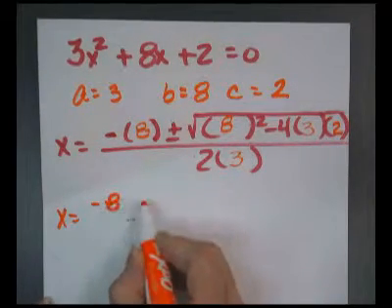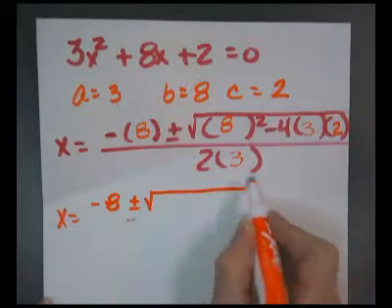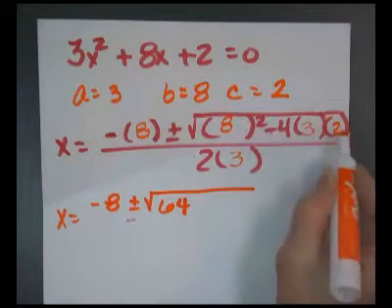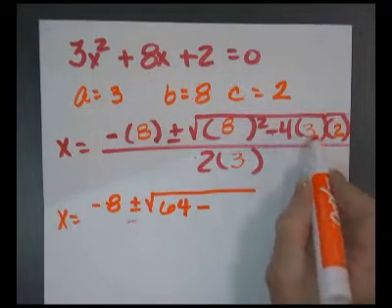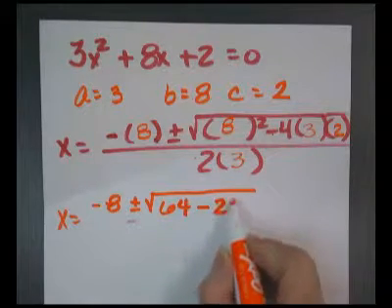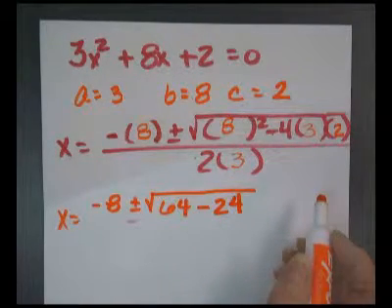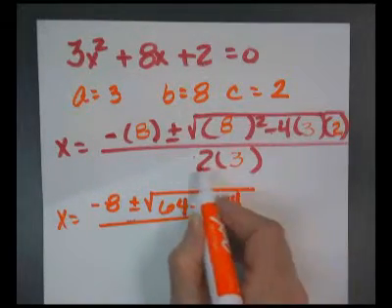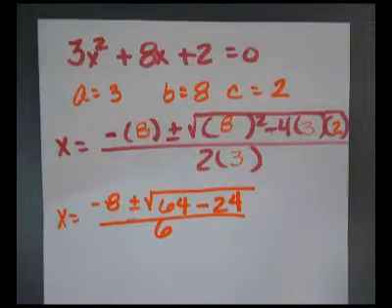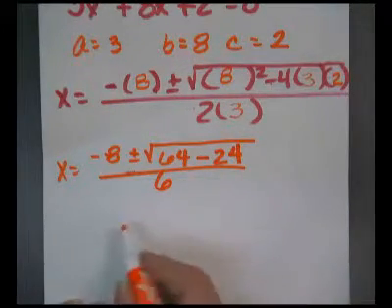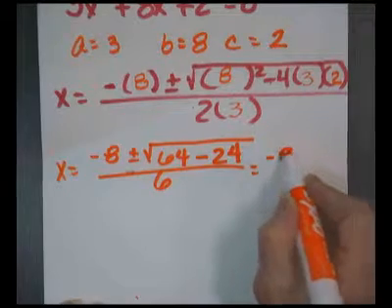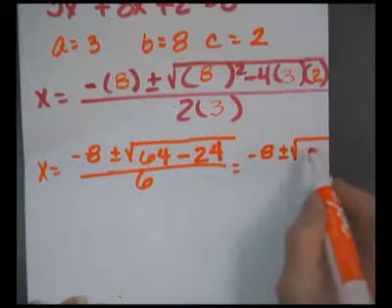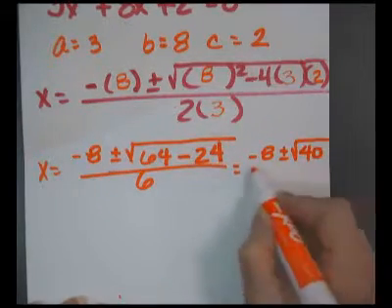So we have negative 8 plus or minus. What's 8 squared? 64. Minus, because there's no more negatives, 24. Over 6. Okay. So we have negative 8 plus or minus 64 minus 24, which is what? 40. 40 over 6.